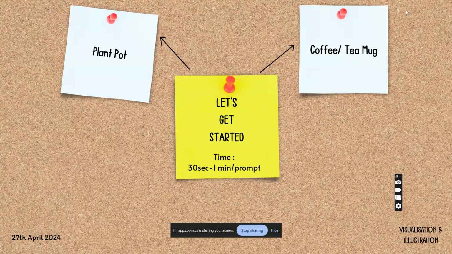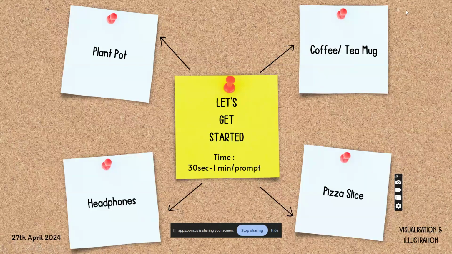Next is coffee tea mug. Third one is pizza slice. And fourth one is headphones.